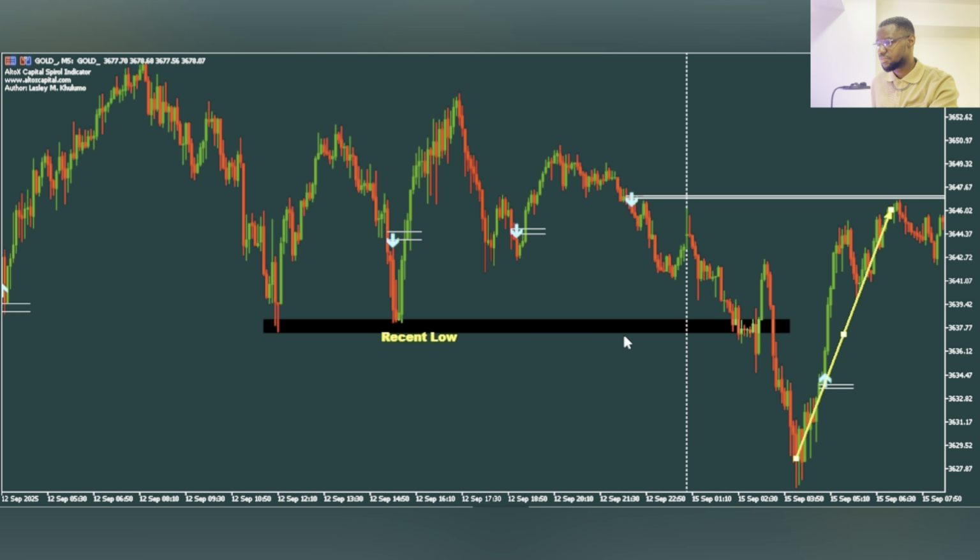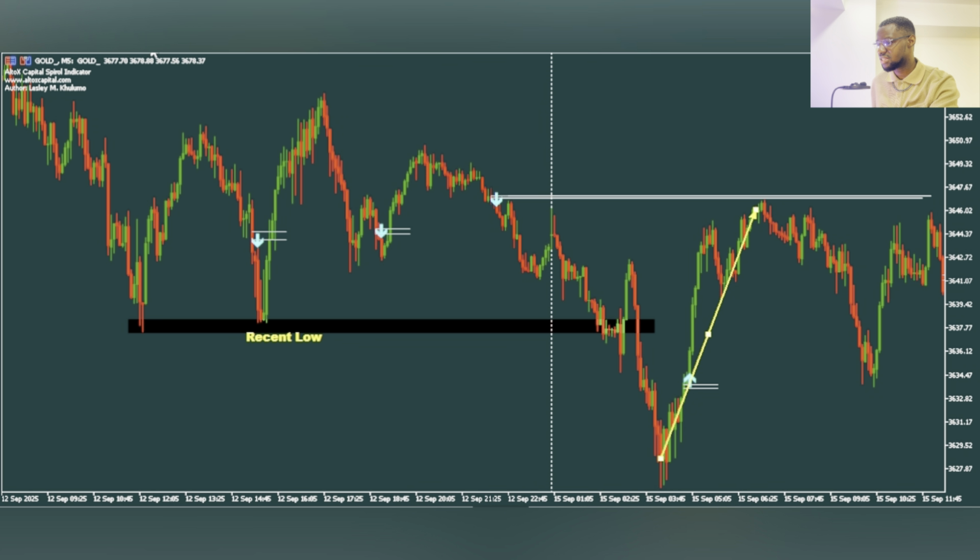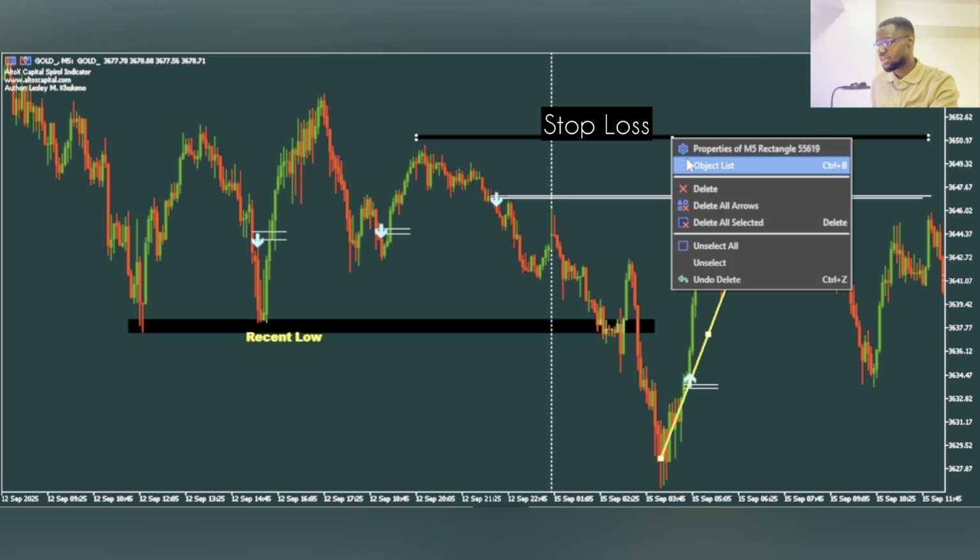Let me zoom out a bit. As you can see, the recent low is broken right here, and the spiral indicator arrow is here. So what do you expect? You expect price to pull back, retest these two white lines, and then eventually fall. If you were to take this trade here, I would expect you to place your stop loss anywhere right around this area here.